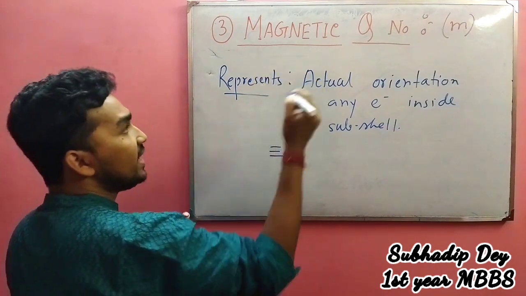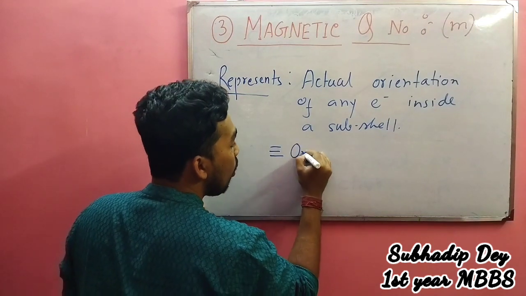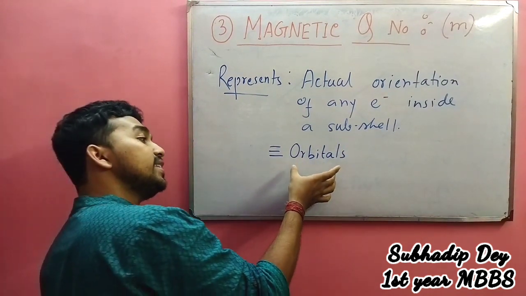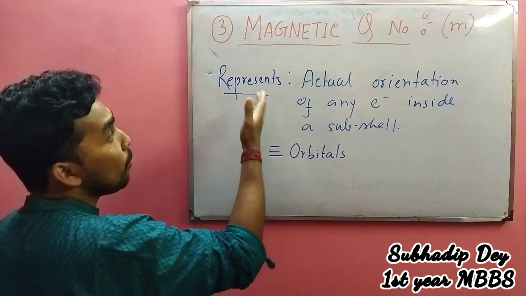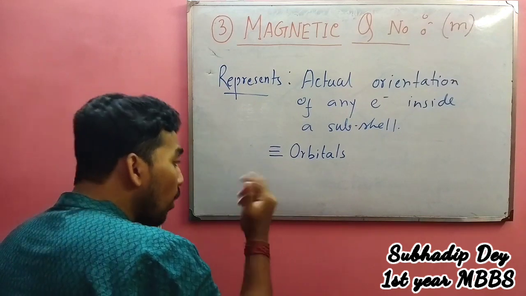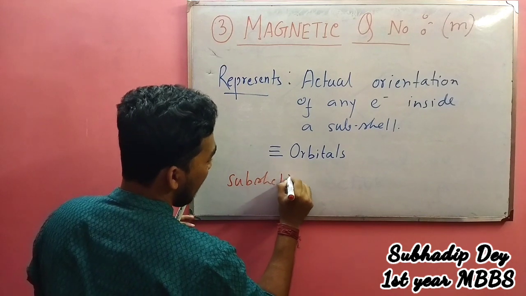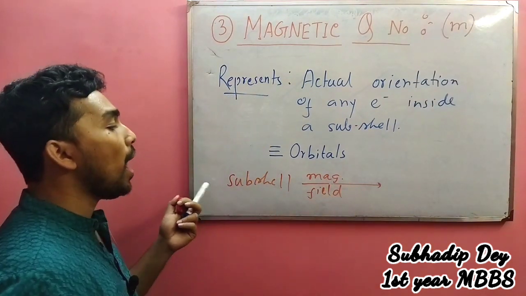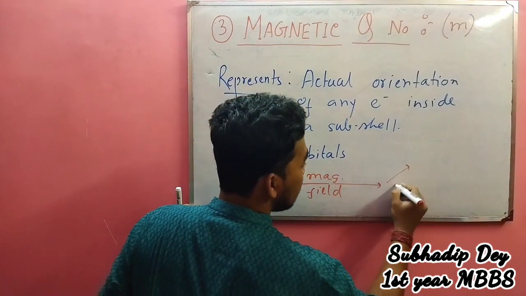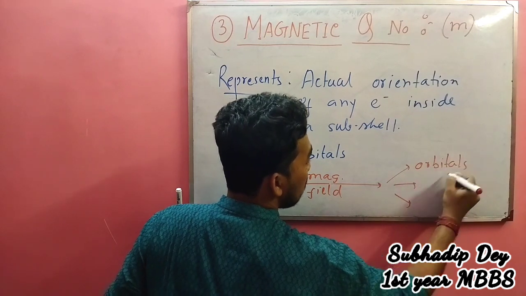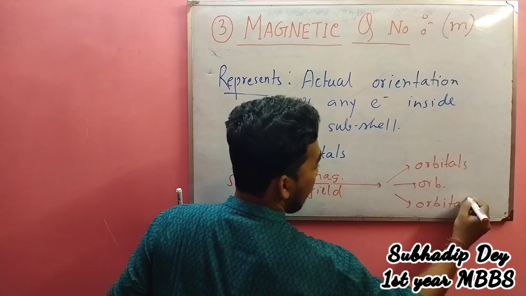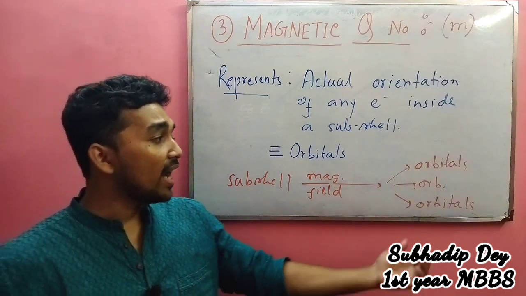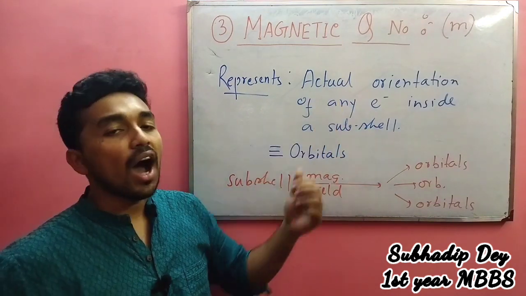That means the magnetic quantum number gives us the idea of orbitals, right? We know that inside a subshell there are many orbitals, and within these orbitals the electrons are present. So the magnetic quantum number gives us the idea of orbitals. Now you see, let us assume it is a subshell, any subshell. When any magnetic field is passed through a subshell, it differentiates into orbitals. मतलब जब भी कोई मैग्नेटिक फील्ड सबसेल से पास होगा, then the subshell will be divided into orbitals, and within these orbitals the electrons are actually present.